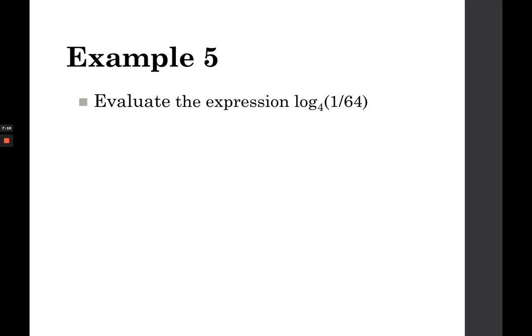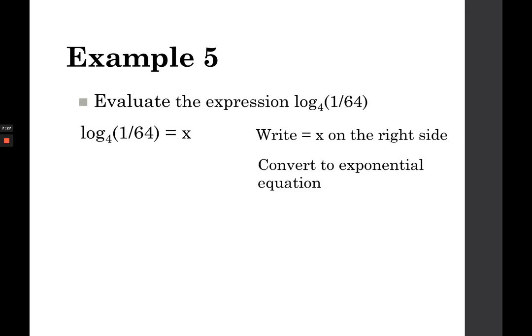Evaluate the expression logarithm base 4 of 1 over 64. In the previous problem, the base was the fraction. This time, the number is the fraction. First step, write equal x on the right side. Convert into exponential. This will become 4 raised to x is equal to 1 over 64.